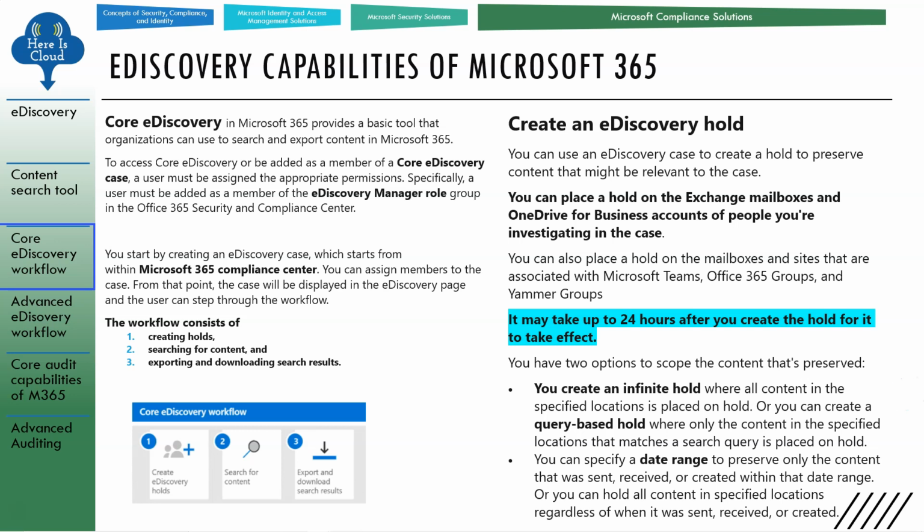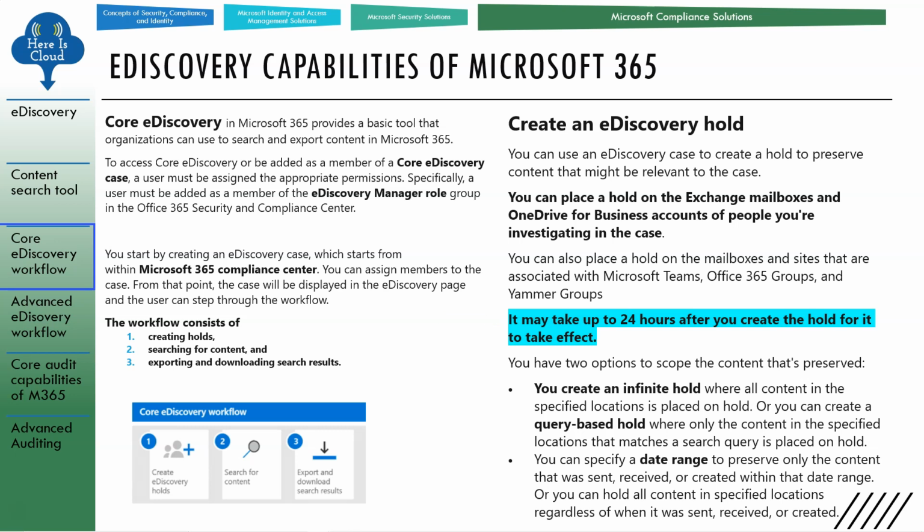You can use an eDiscovery case to create a hold to preserve content that might be relevant to the case, because you don't want the data to be deleted while you are in the process of downloading it. So you put a hold there. You can put a hold on Exchange mailboxes or OneDrive for Business accounts of people you are investigating in the case. You can also place a hold on a mailbox and site that are associated with Microsoft Teams, Office 365 groups, and Yammer groups. One point to remember is that it may take up to 24 hours after you create the hold for it to take effect.